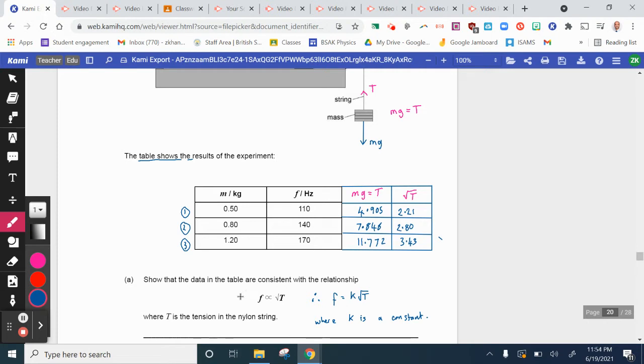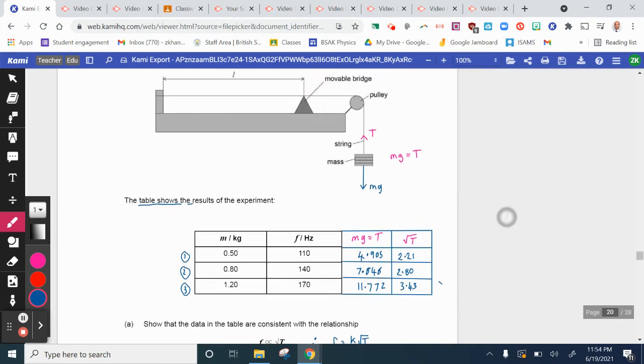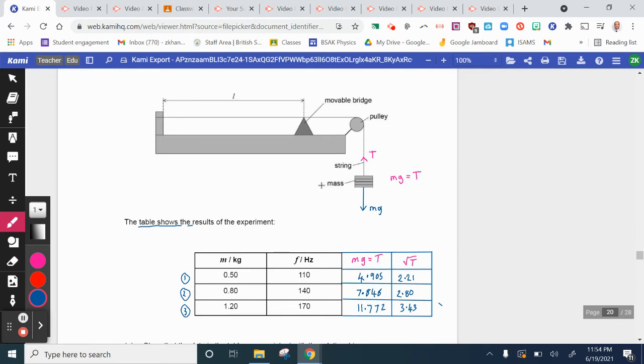Okay, so what we've got, we look at the table. F, there is the column for frequency, so we've got that data there. But we've also got data with mass, but not tension. So what we look at up here is the link between mass and tension.